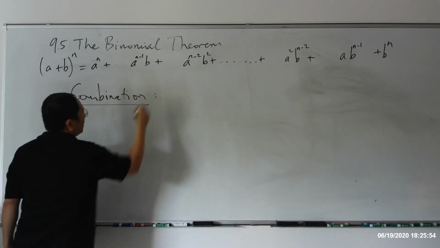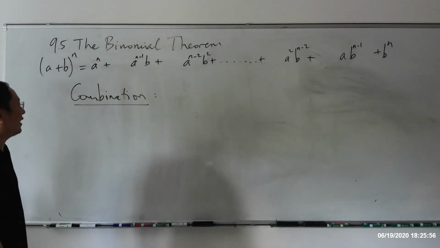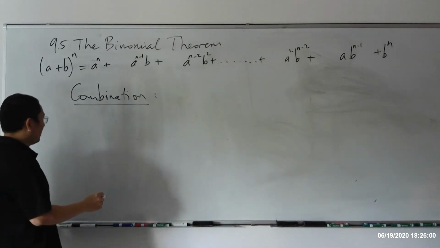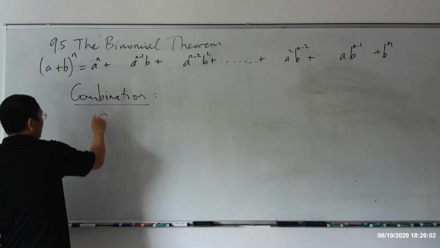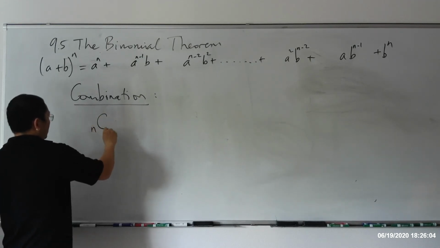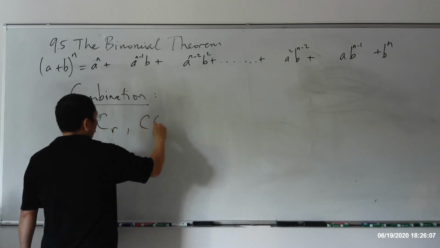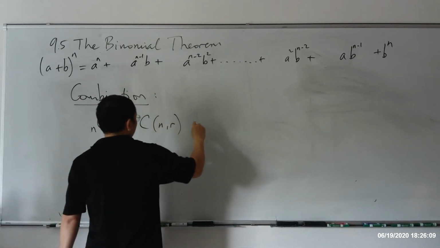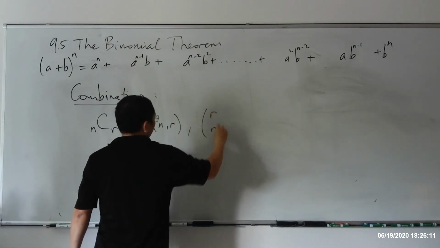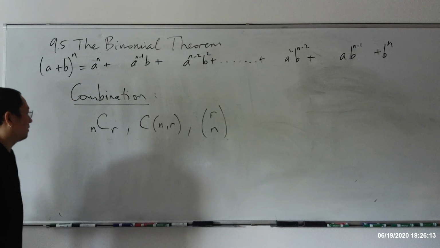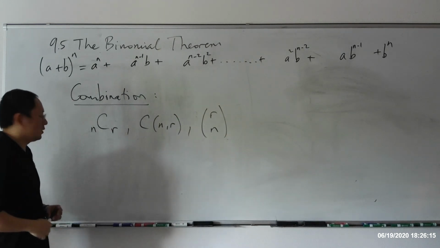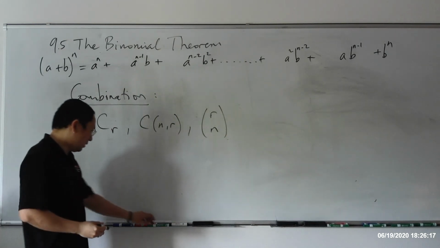If anyone has taken something called discrete mathematics, it's about counting. There are many ways to denote combinations: C, like n choose r, or C(n, r), or n over r in parentheses. This notation is called n choose r. What is it about?